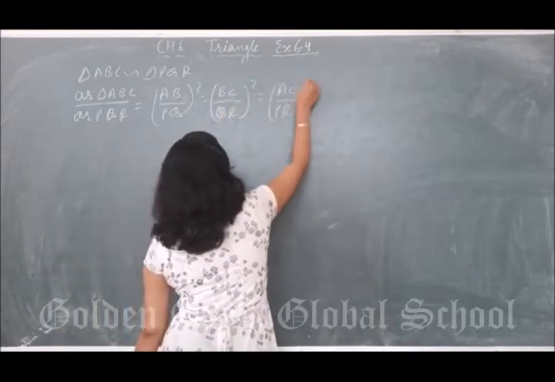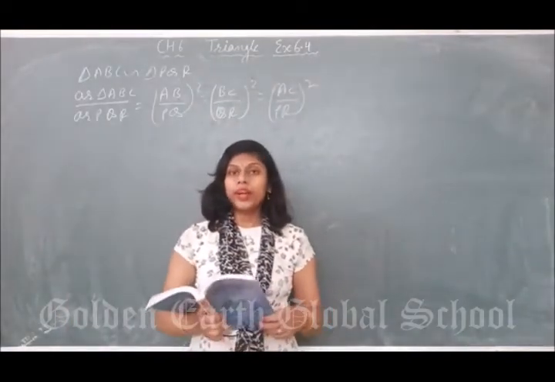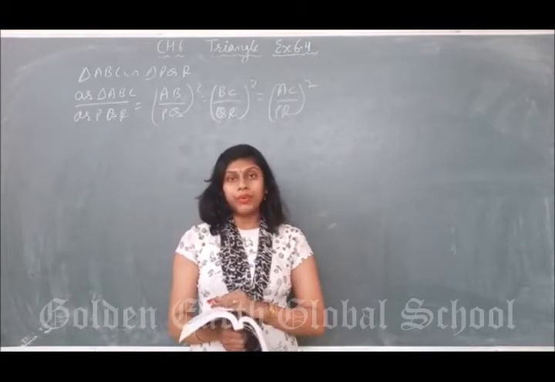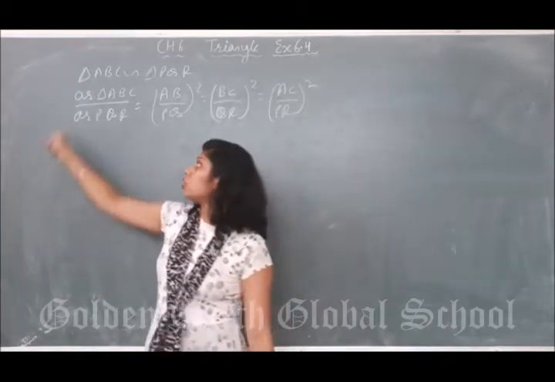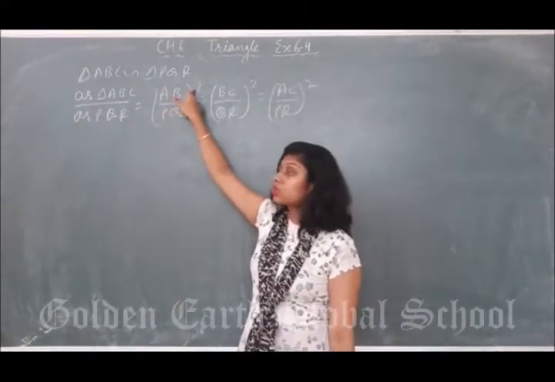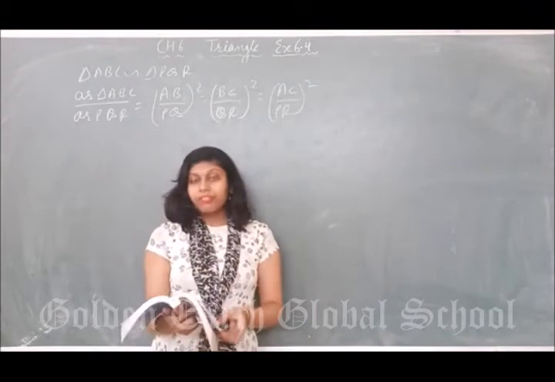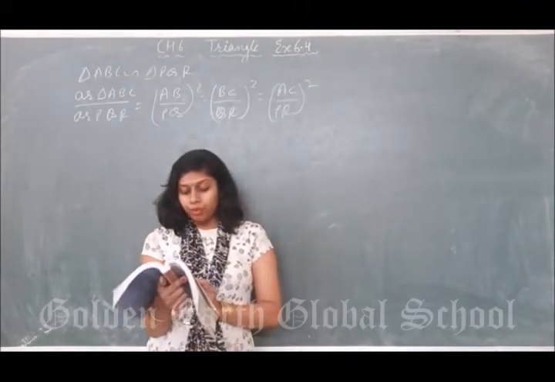So this result we will apply, theorem 6.6. If two triangles are similar, it should be given that the triangles are similar, then the ratio of area of triangles is equal to the ratio of squares of corresponding sides. Clear? See first question of exercise 6.4.